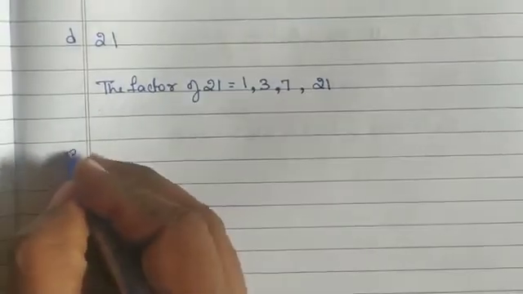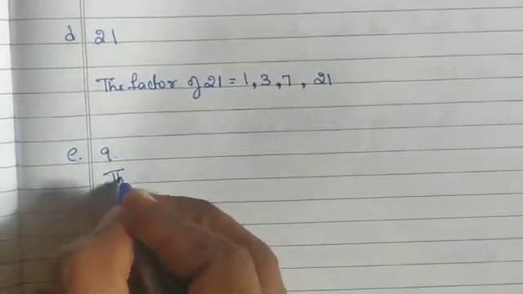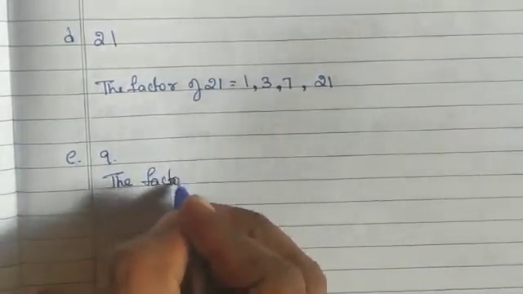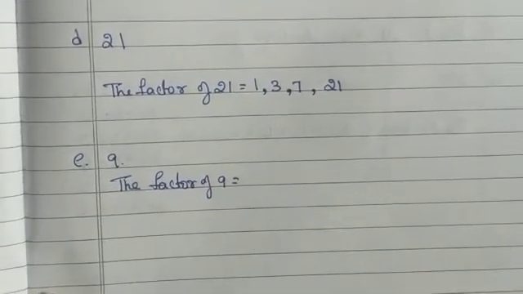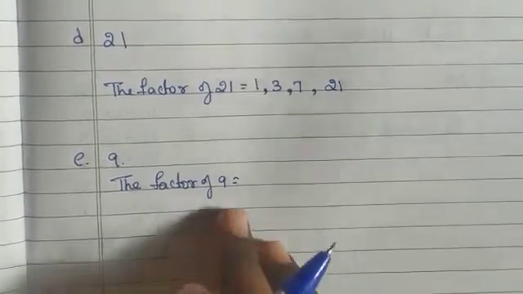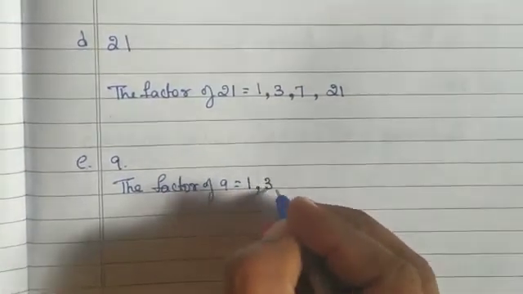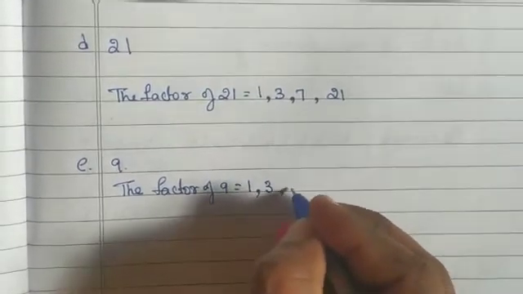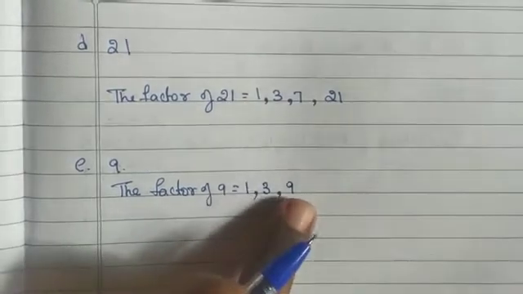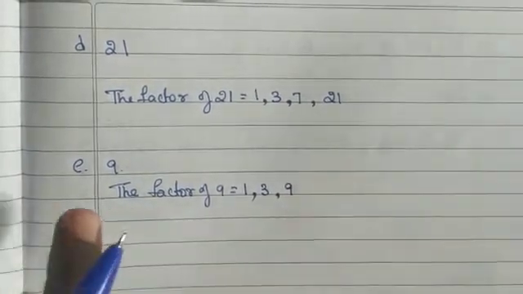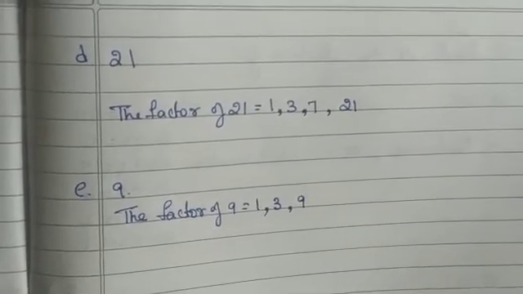Now E, factors of 9. We have to write the factors of 9. So the factors of 9 equal to. We have to write in which tables 9 will come. So we will write 9 will come in 9 ones are 9, 3 threes are 9. So it will come in the 1, 3 and 9 tables. So here I finished the first main, that is, find all the factors of.